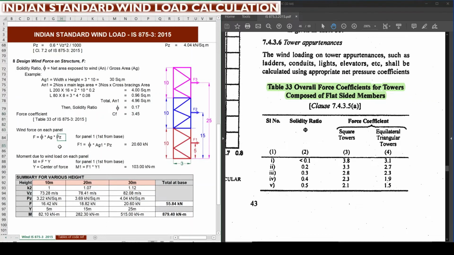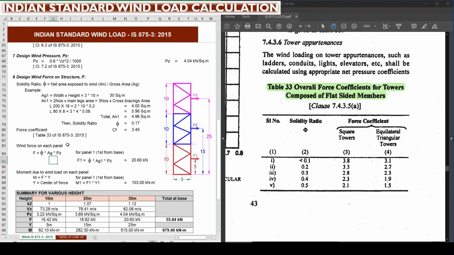So next one is we need to calculate the wind force on each panel. For that, the formula is F is equal to phi, that is the solid ratio, into gross area into Pz. Pz is the design wind pressure.